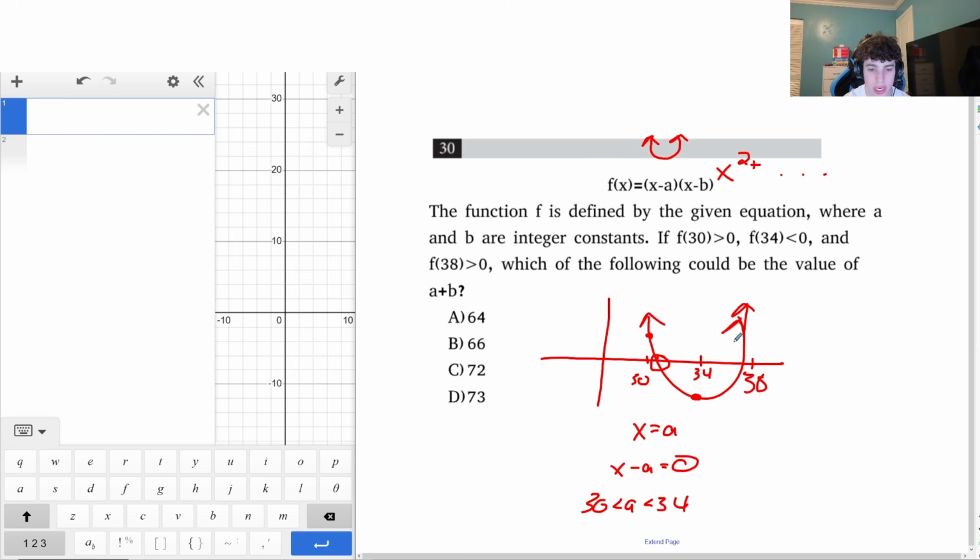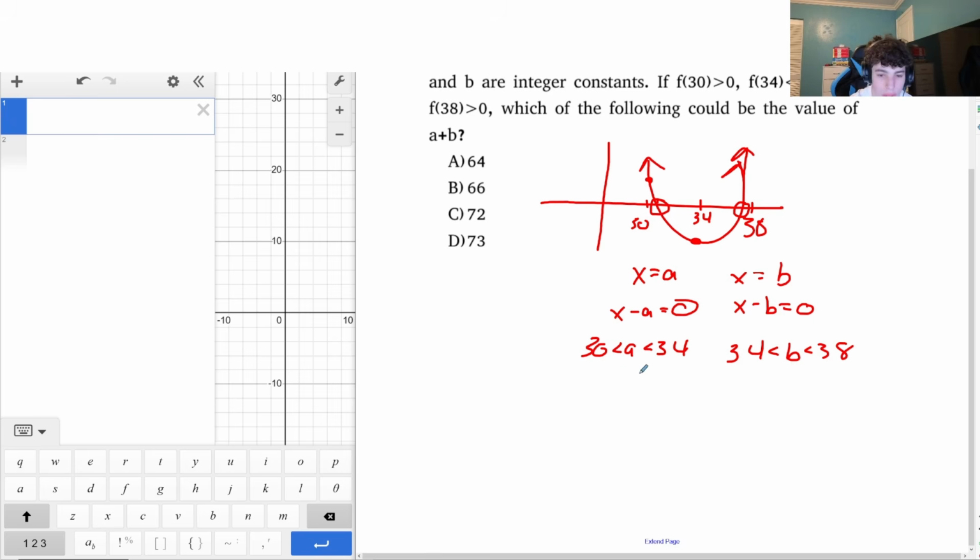And then there's going to have to be a zero in between 34 and 38, so at x equals b. And so x minus b equals 0, so another factor is x minus b. And to find b, I can say that 34 is less than b, which is less than 38, right? And so if I add these two, 30 plus 34 is the minimum they can be, and they're actually a little greater than that, so 64 will be less than a plus b.